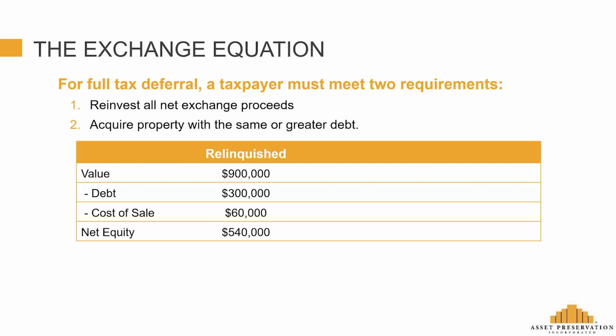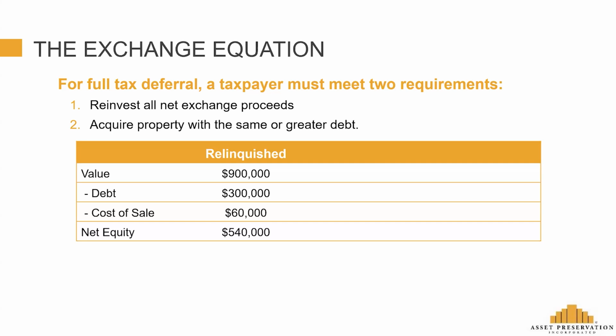So if you take money out, it's called cash boot, and you just pay taxes on that amount. The second rule is you want to acquire property with the same or a greater amount of debt. So you look at your mortgage payoff, and if you want full tax deferral, you want to have the same amount of mortgage on what you're going into, and you can obviously add more debt. You can leverage up. So reinvest net proceeds, acquire property of same or greater debt.